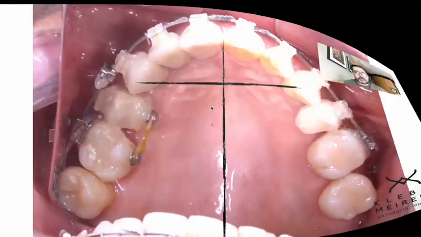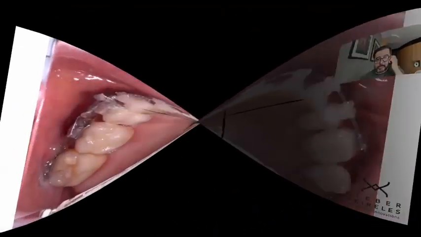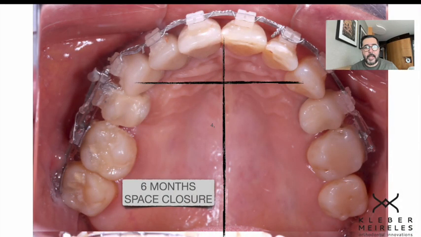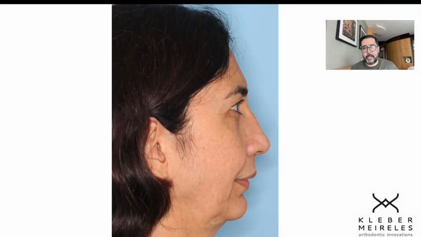Okay, we have 5 months after initiating the space closure. We have 6 months after initiating the space closure, and we have the case before and after.